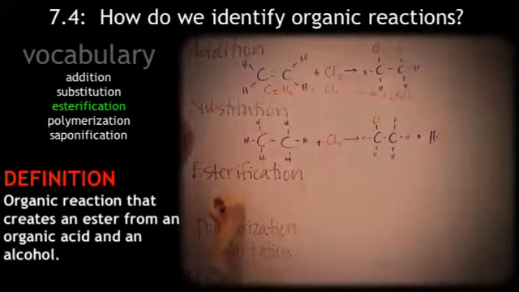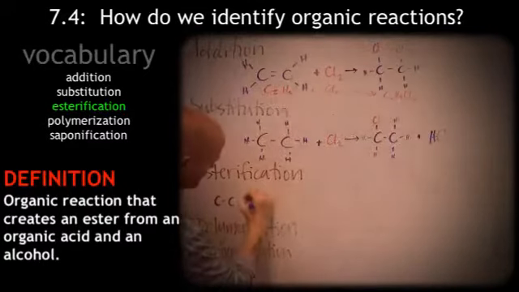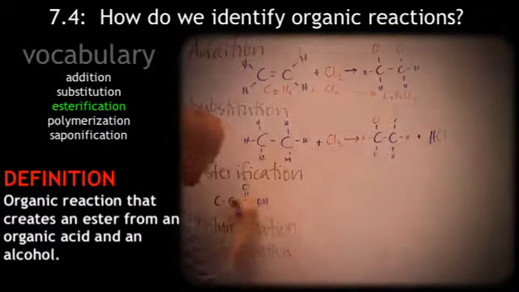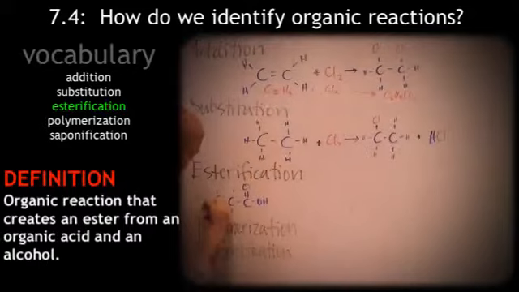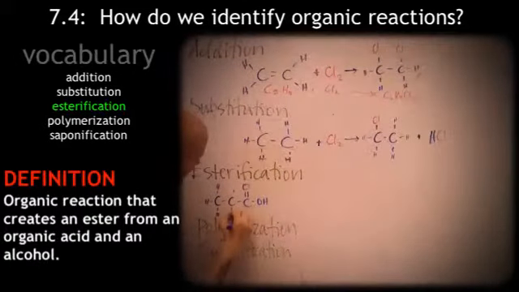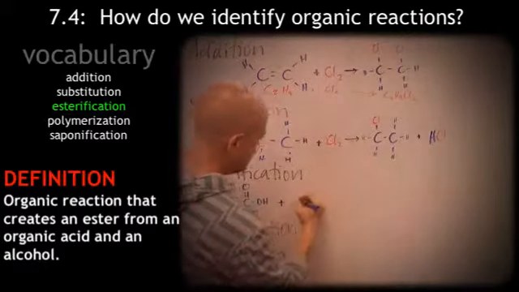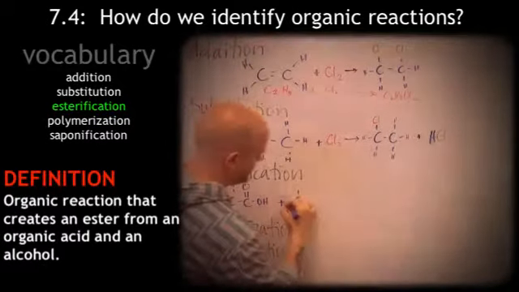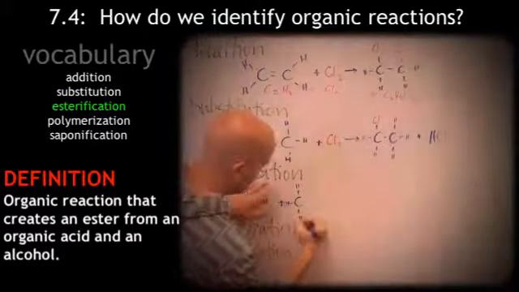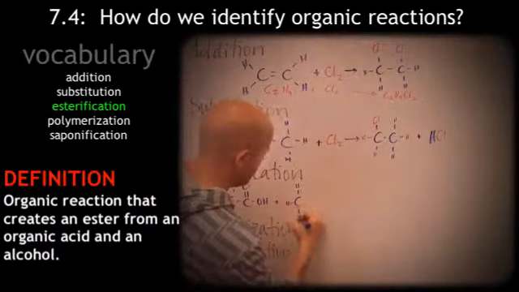So what you start with is an organic acid. In this case, we're going to do propanoic acid. And then you add it to an alcohol. In this case, we're going to use, let's use methanol. It's neater.